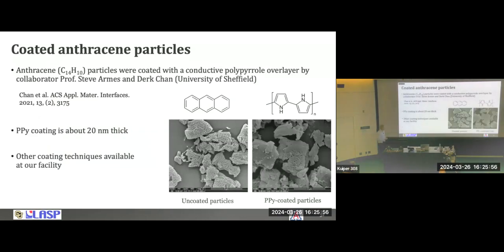Now, this is then what the paper that we recently got published was about. And it's right up my alley. So it was anthracene. Anthracene is a C14H10 aromatic molecule. And we collaborated with Steve Arms and his postdoc, Dare Chen, at the University of Sheffield.